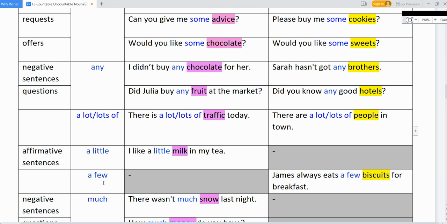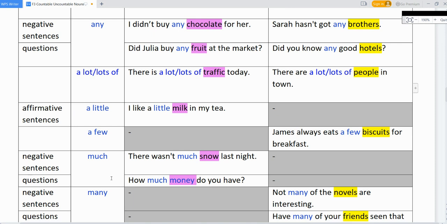Okay, then we have the word a few. Okay, a few can be used with plural countable nouns only. Okay, James always eats a few biscuits for breakfast. Okay, next we look at the word much. Okay, much can only be used with uncountable. Okay, yang tak boleh kira. Okay, in negative sentences, you say, there wasn't much snow last night. And then in a question, you can say, how much money do you have?